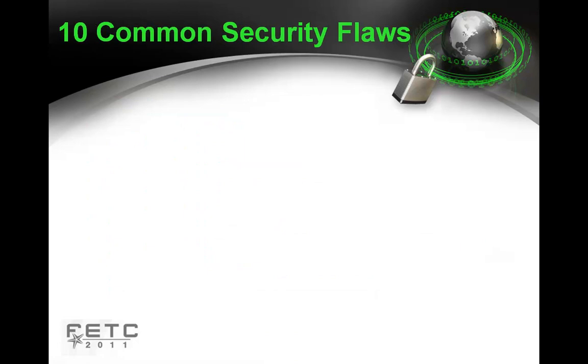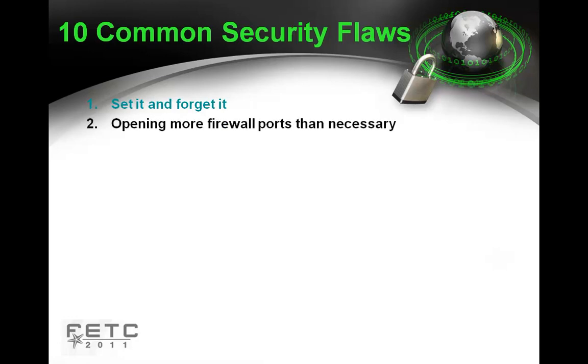Common 10 security flaws. Let's look at them. Usually they'll buy a firewall or something, put it in place, done. Especially in academia. They'll set it in place, then they'll forget it. That is the worst you can do. It's thinking you have protection when you don't.